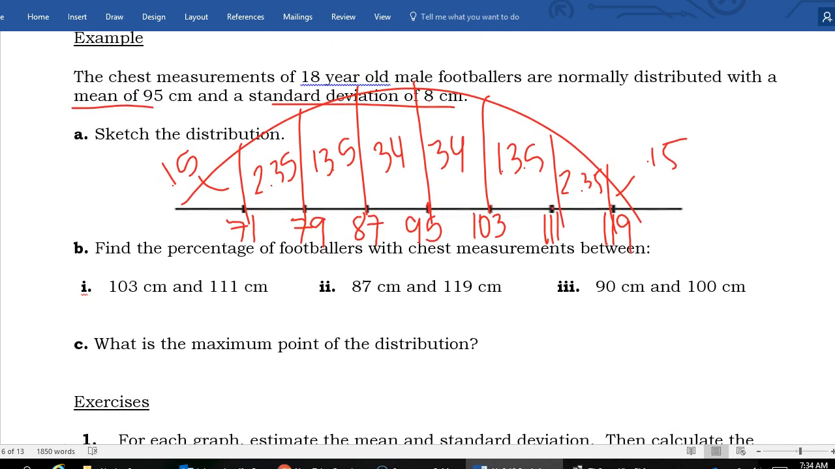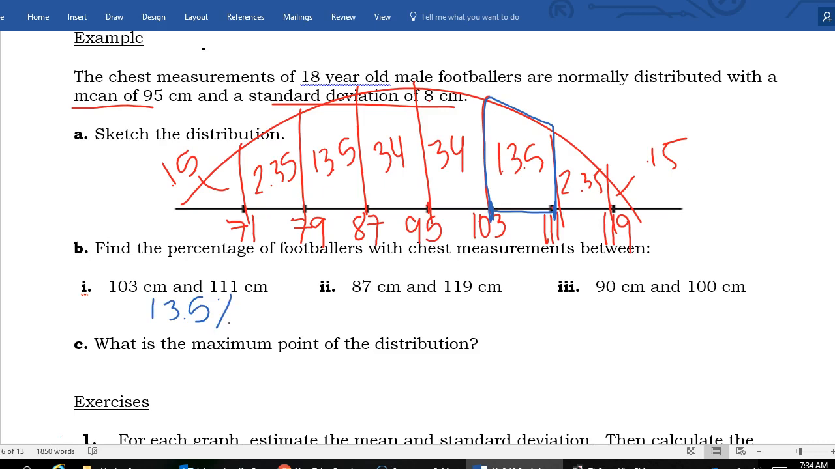So with our distribution set up, we can determine what percentage of the population fits between specific values. The first one says, what percent fall between 103 and 111? Well, here is 103 right here, and 111 right here. So this part of the distribution is exactly 13.5%.